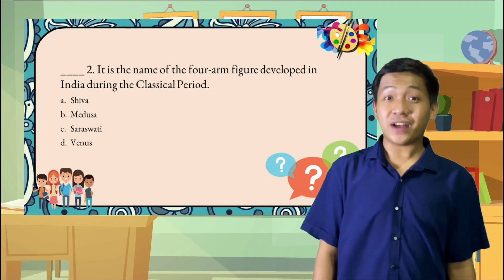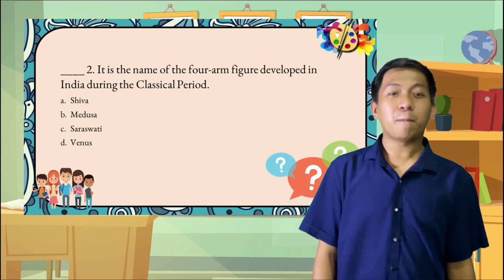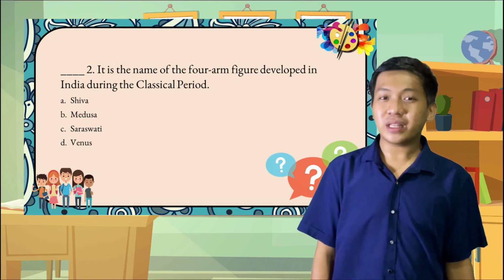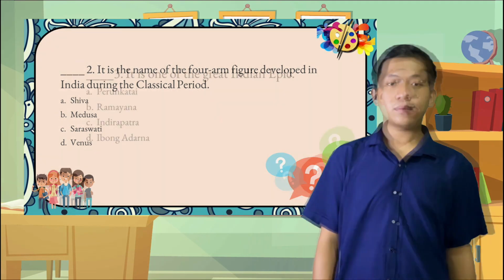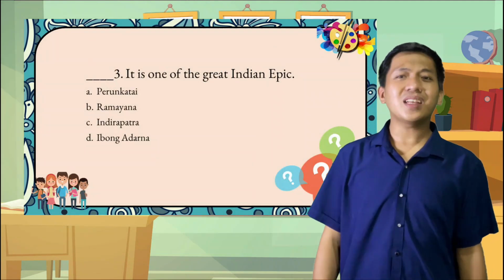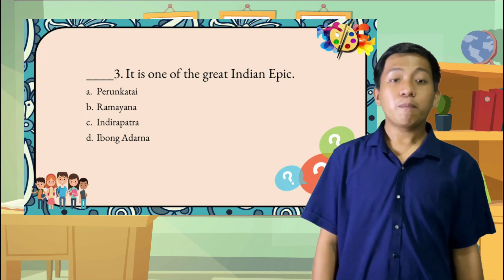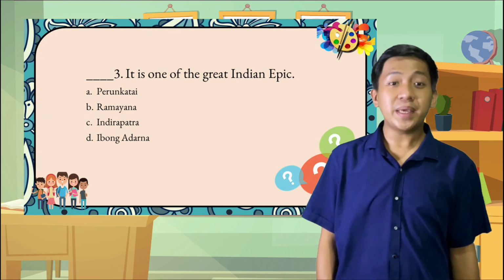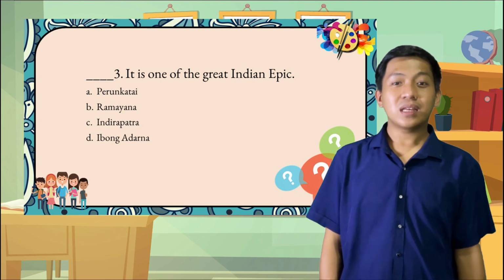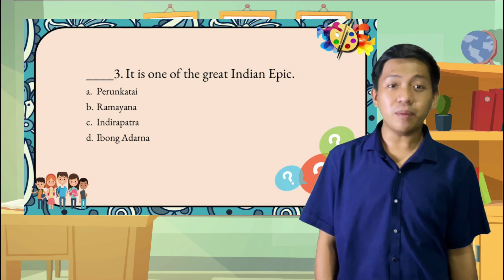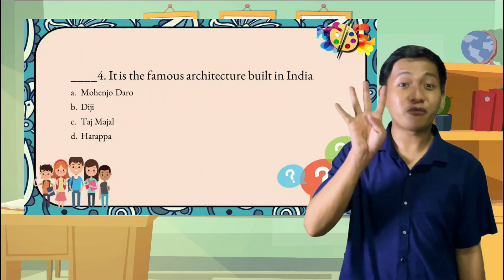A. Shiva, B. Medusa, C. Saraswati, or D. Venus. Number 3. It is one of the great Indian epics. A. Perungkatay, B. Ramayana, C. Indirapata, D. Ibong Adarna. Number 4.